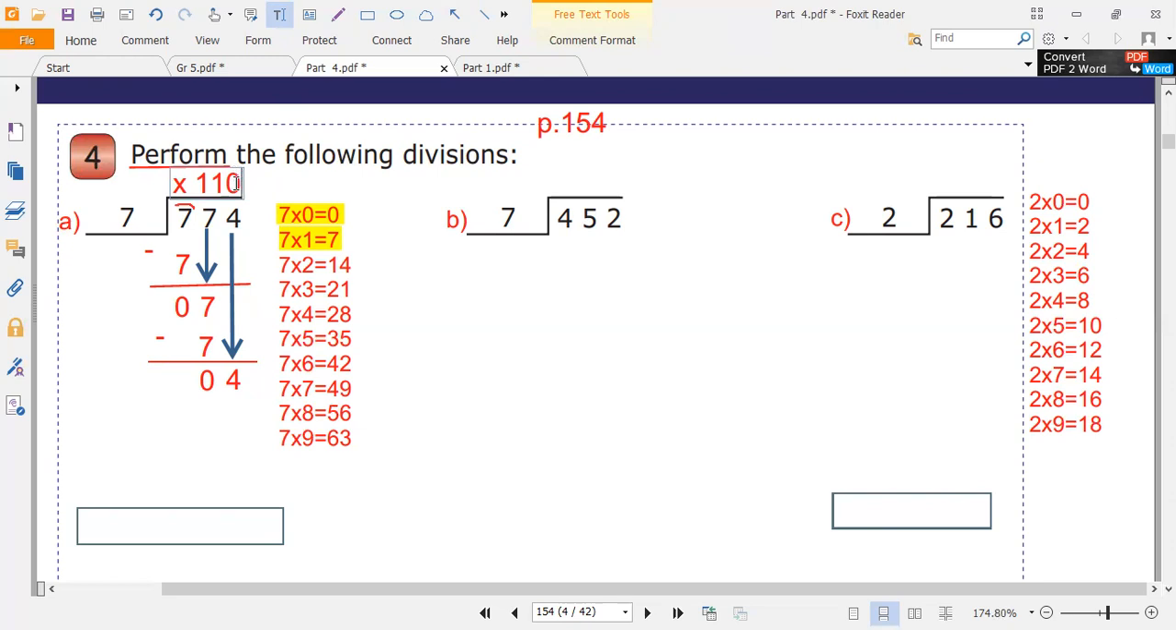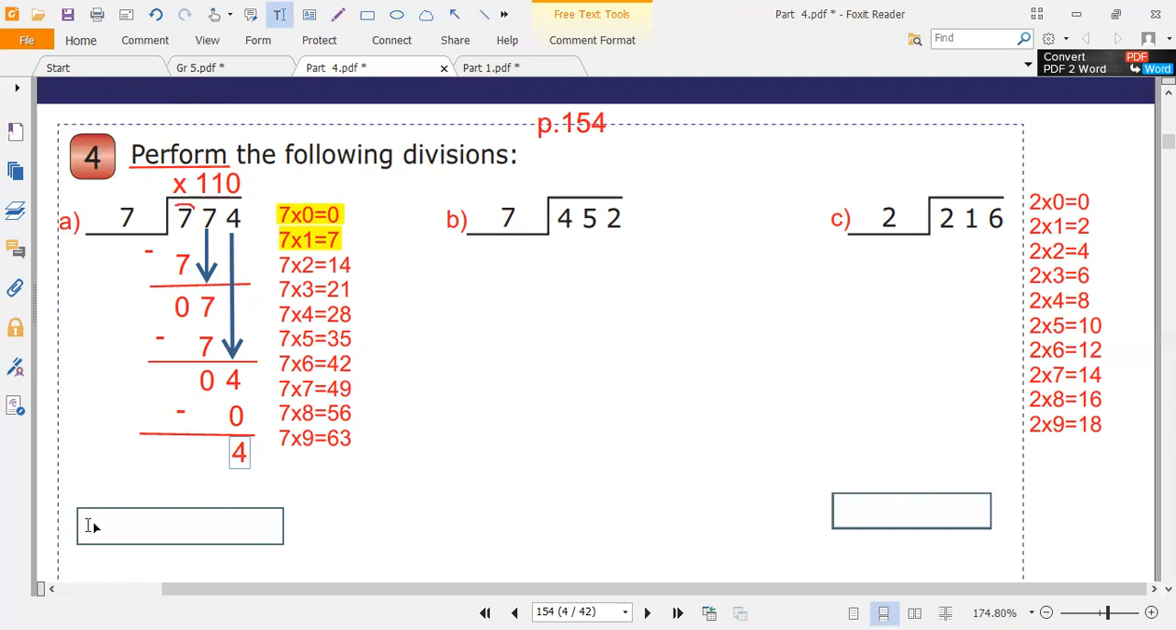Now we multiply 0 by 7 equals 0. We write the answer under the 4. And now we have to subtract. Don't forget the steps. Divide, multiply, subtract, and bring down. Now 4 minus 0 equals 4. And the division is done because we have no digits to bring down, and we have to make sure that the remainder is smaller than the divisor.